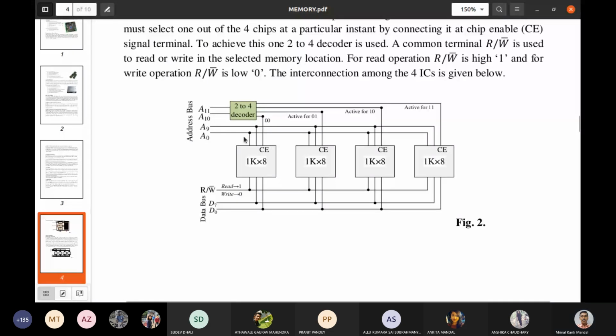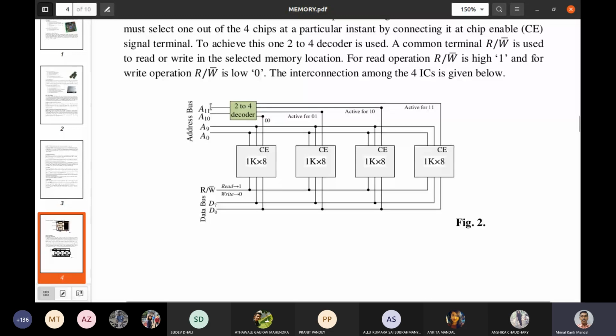When 10 is 1 and 11 is 0, then it will activate the second. Then when 11 is 1 and 10 is 0, then it will activate the third one. When both are 1, then it will activate the fourth one.